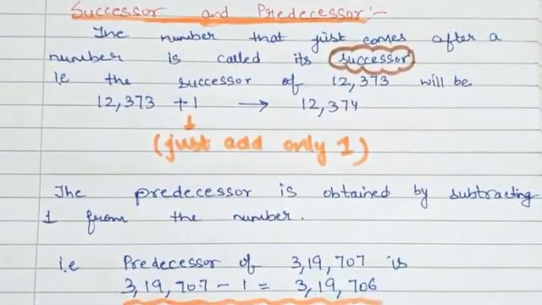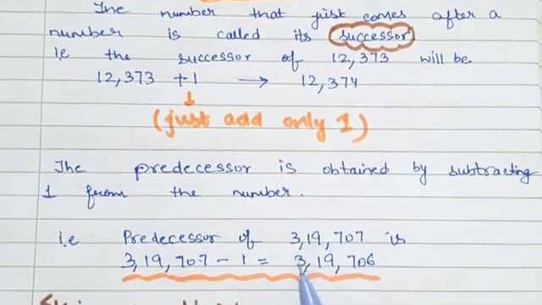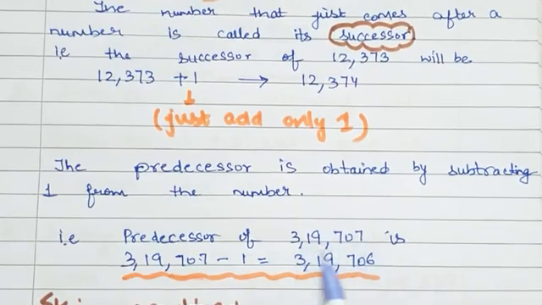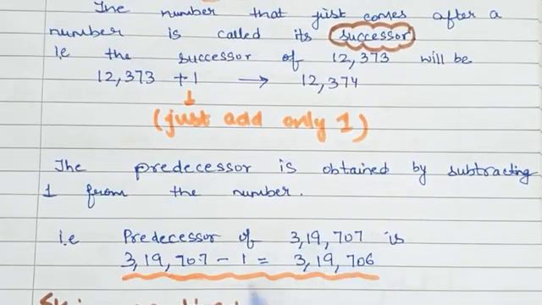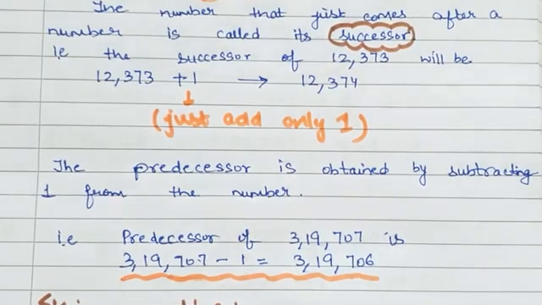Now next is predecessor. Predecessor is obtained by subtracting 1. So listen, successor we got by adding 1 and predecessor we got by subtracting 1. So if we have to find the predecessor of this number, what will we do? We will subtract 1 from it.